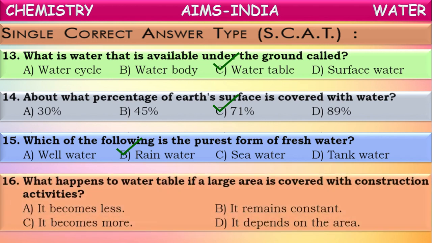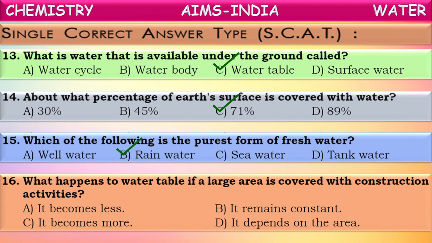Okay. Next, what happens to the water table if a large area is covered with construction activities? Yes, if a large area is covered with construction activities like constructing buildings and concrete roads, these all come under construction activities. What happens with these all? Most of the earth will be covered with this concrete surface. So this concrete surface will not allow water to seep inside.